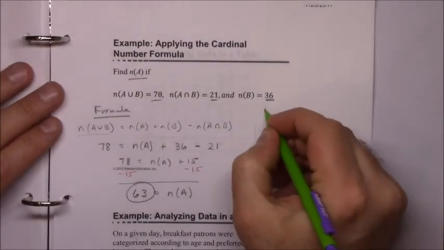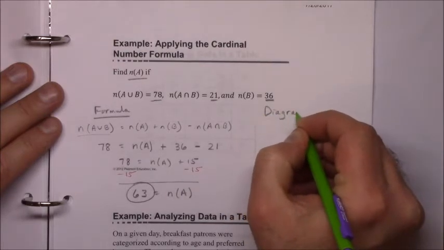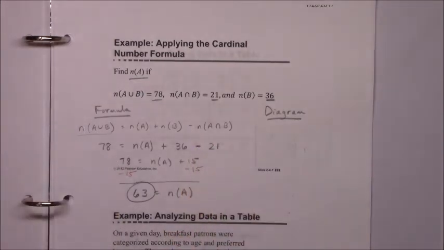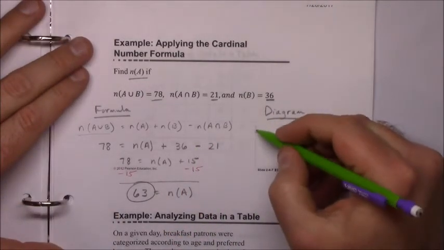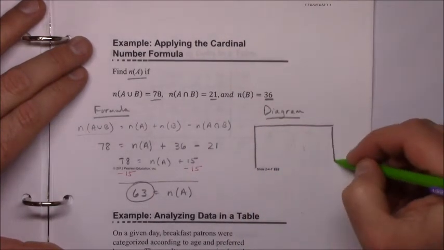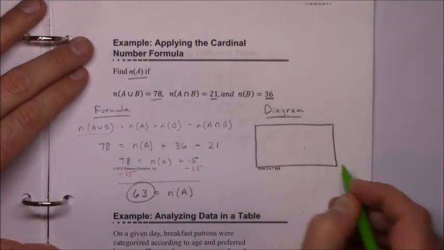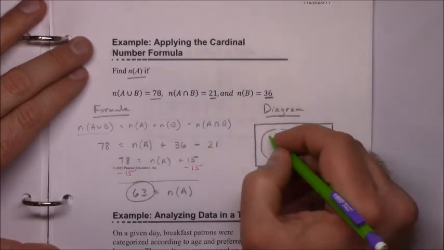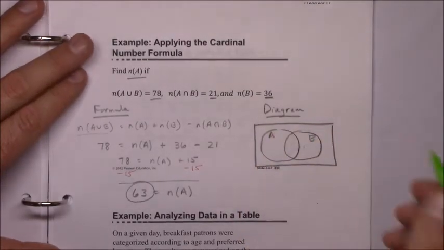Okay, so here we're going to lay out the diagram, and we're going to solve the same problem and get the same answer without having to rely on that formula. So let me go ahead and draw a nice large rectangle. And in this rectangle, I'm going to have two overlapping circles, right? These will be for our sets A and B.